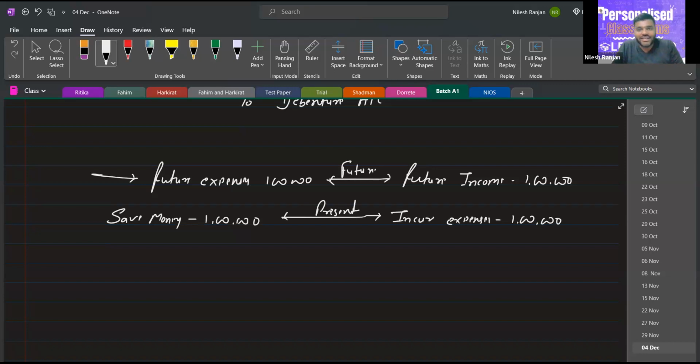So we don't have to incur expenses. Not necessary. And generally, we don't do any expense like this. Let's say that we save money for our children's education. But why don't we spend more money? More money because our child will earn money in future. So why don't we spend money equal to that income?